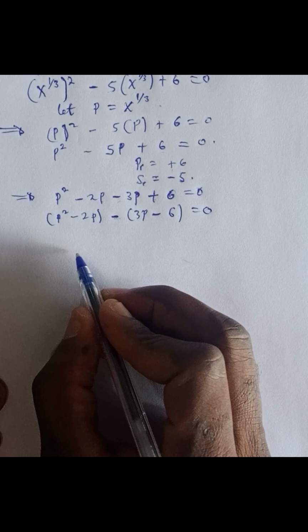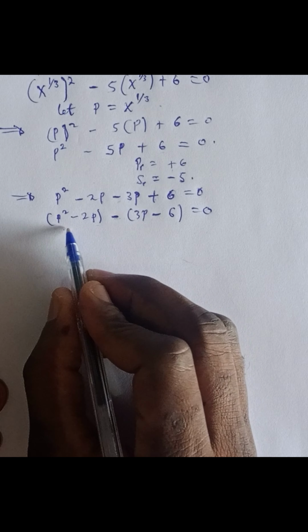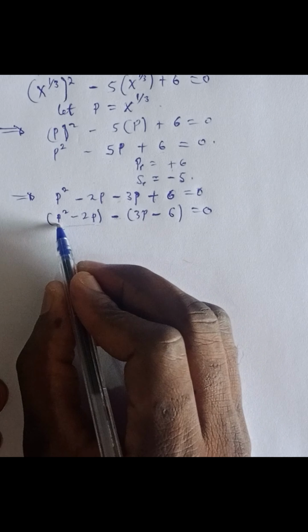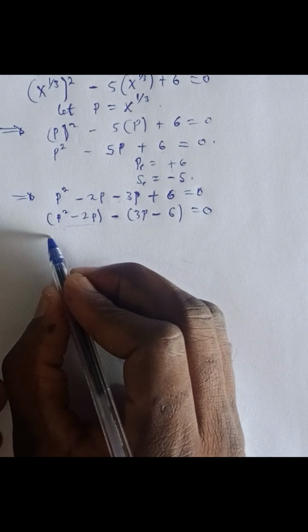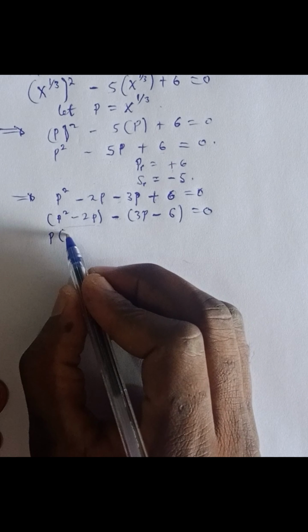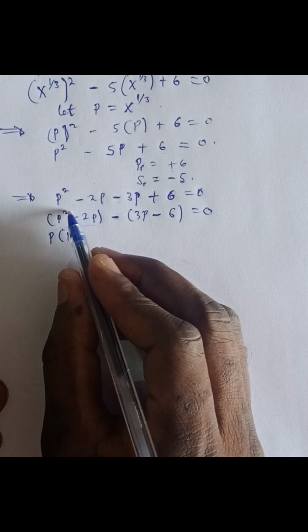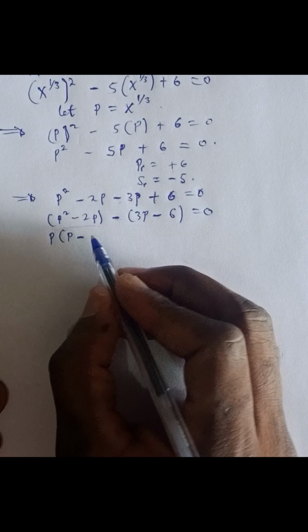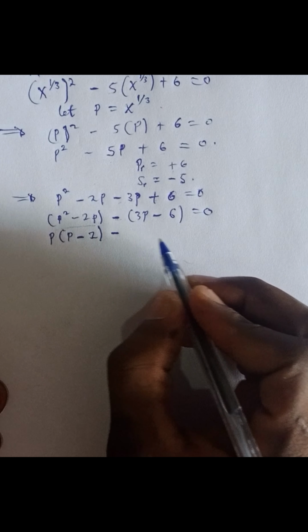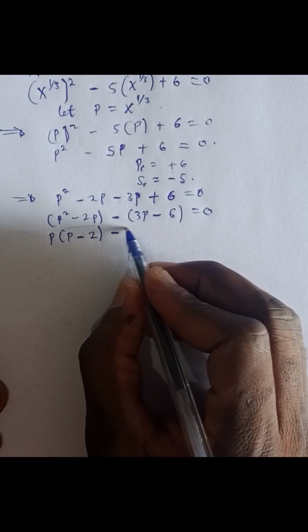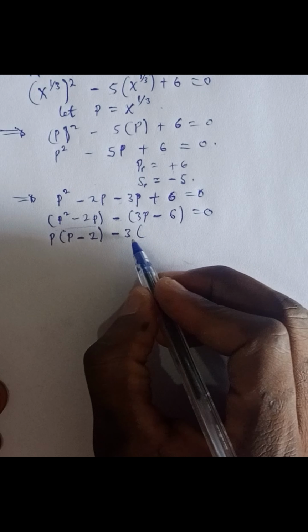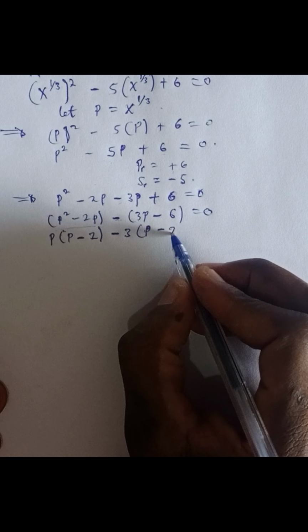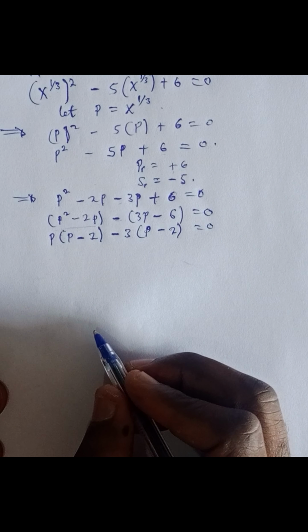Now, here, what are the common factors within this expression here? The common factor here is p. If you look at it, this is p squared minus 2p. So the common factor here is p. If you factor p out, what remains is p squared divided by p will be p, minus 2p divided by p will be 2. Close it. Minus, what's also the common factor here, which is 3, right? So 3p divided by 3 will be p, right? Minus 6 divided by 3 will be 2. Close the bracket, equals 0.